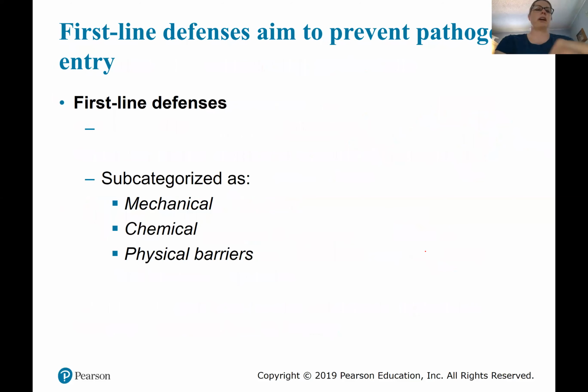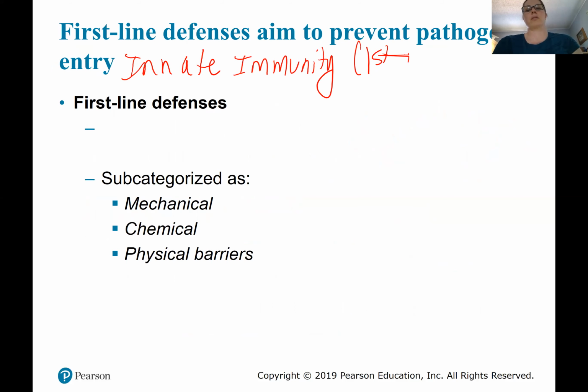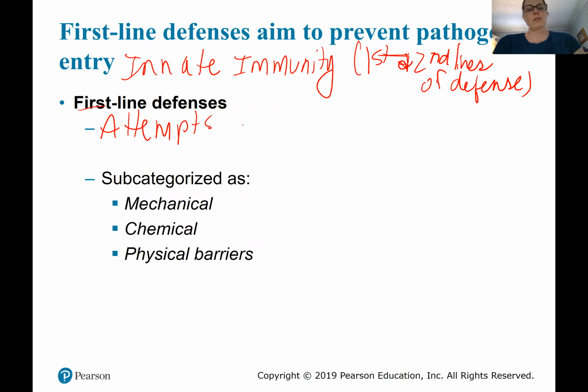All right, so let's look at this innate immunity. Remember, it's going to have first and second lines of defense. So here's the first line of defense in innate immunity, and that is going to be involving attempts to prevent pathogen entry.